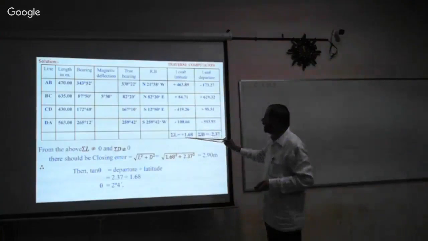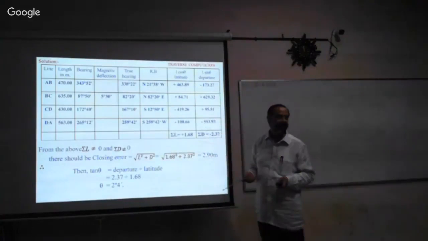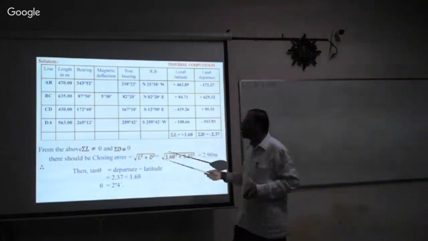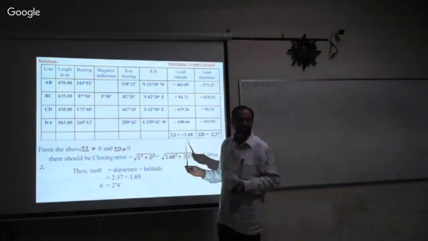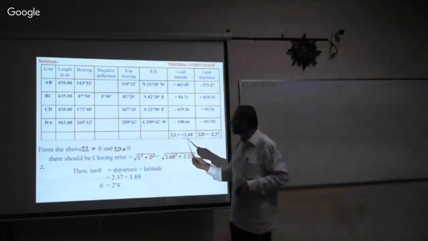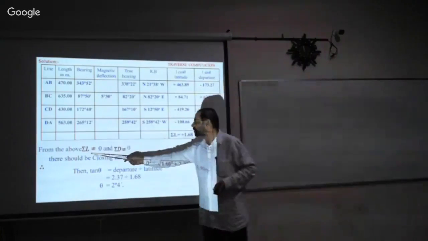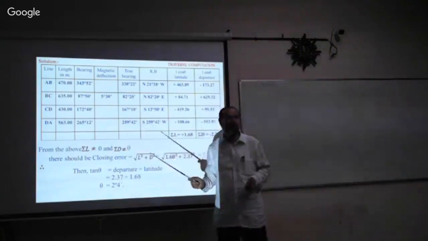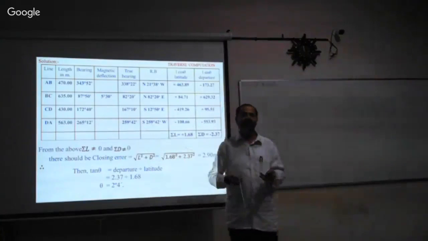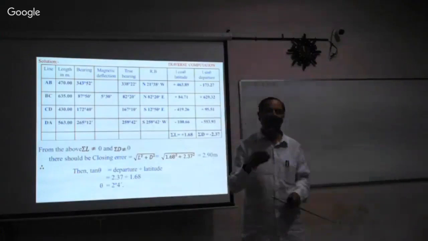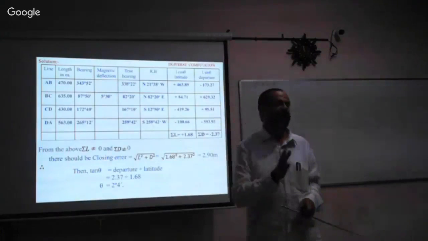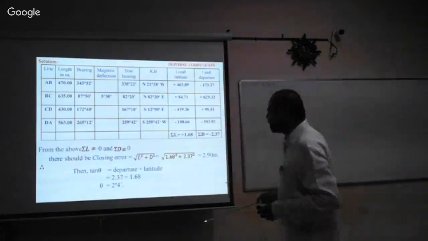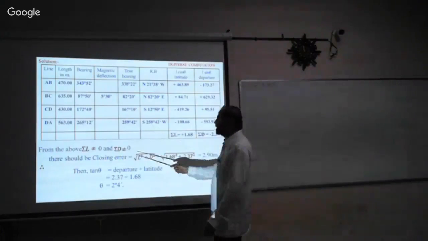Now see the sums. Sigma L is 1.68 and sigma D is 2.37 meters. Now from this, sigma L is not equal to 0, sigma D is not equal to 0. When it is not equal to 0, what does it mean? It means that there is an error. Therefore, let us calculate the closing error.